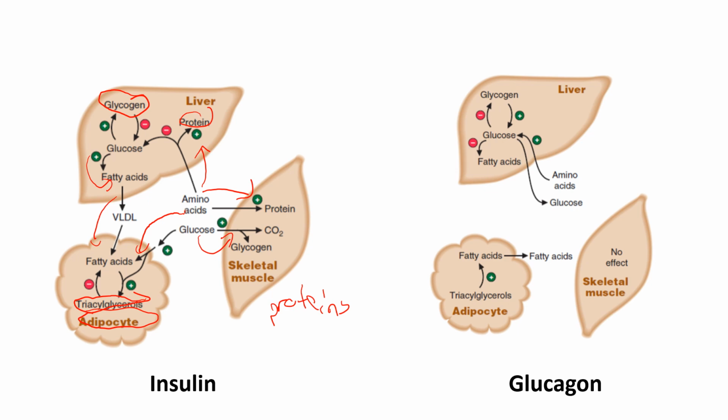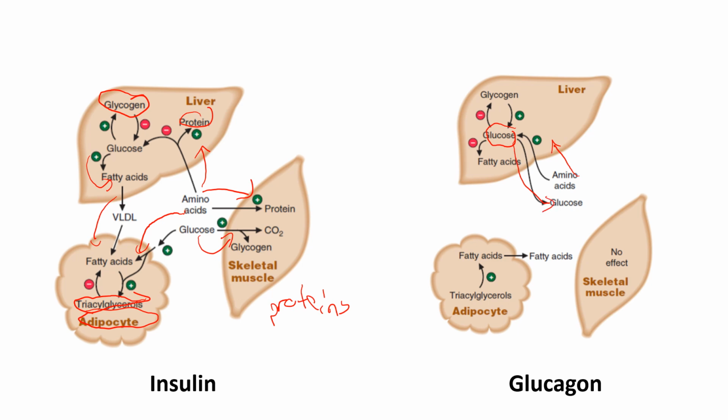So glucagon's a bit different. As you can see, insulin pretty much affected everything. Glucagon is not quite the same. When glucagon's released, amino acids will still move up into places like the liver, but they may actually be converted to something like glucose in the liver, which can then be released.